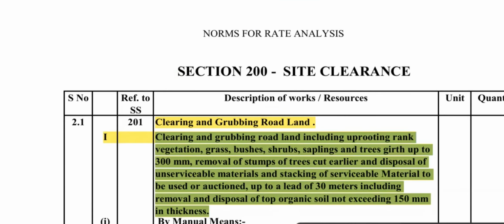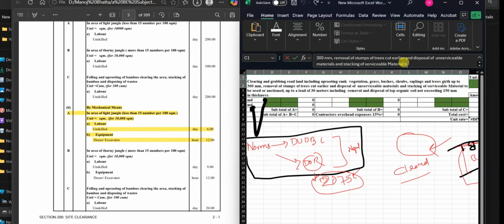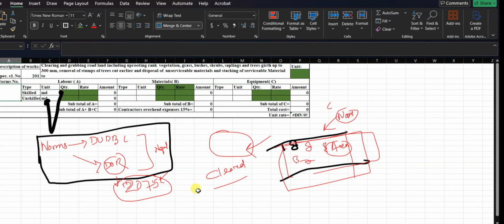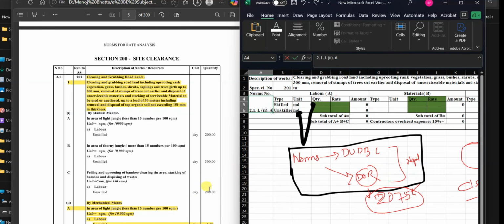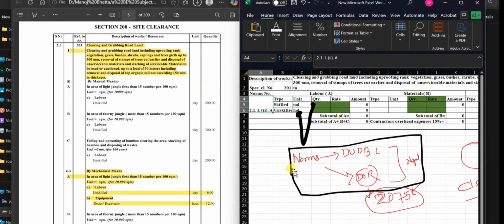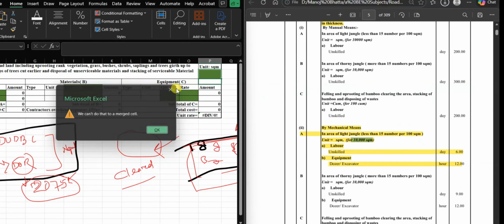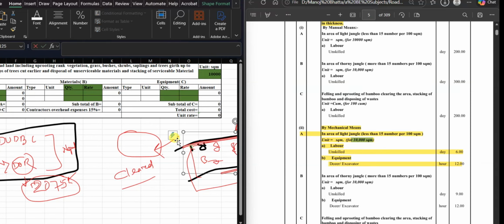I will be copying this over here. It is being done by mechanical means, so I'll write by mechanical means. Clause 201, and for the norm number, the clause number, I will write 2.1, this is the first part, point first. For the first part we have first and second, and this is a section. This is how you can write the norms number over here, for 10,000 square meters.